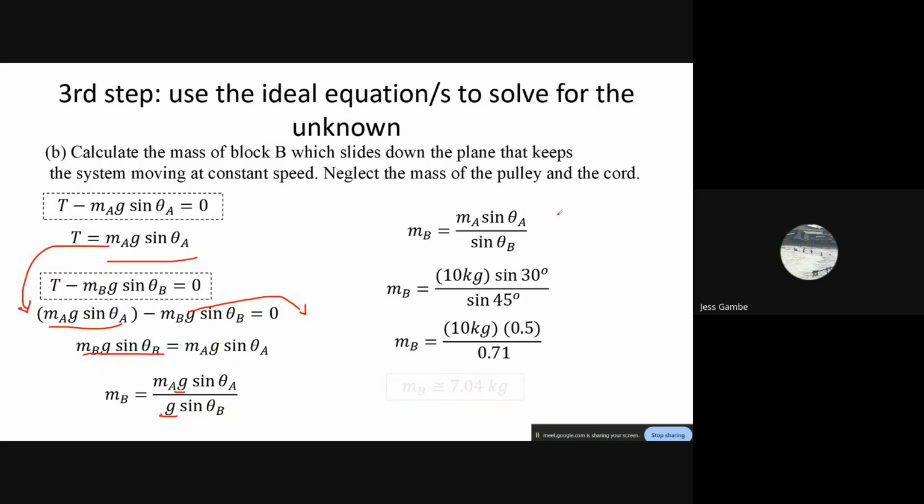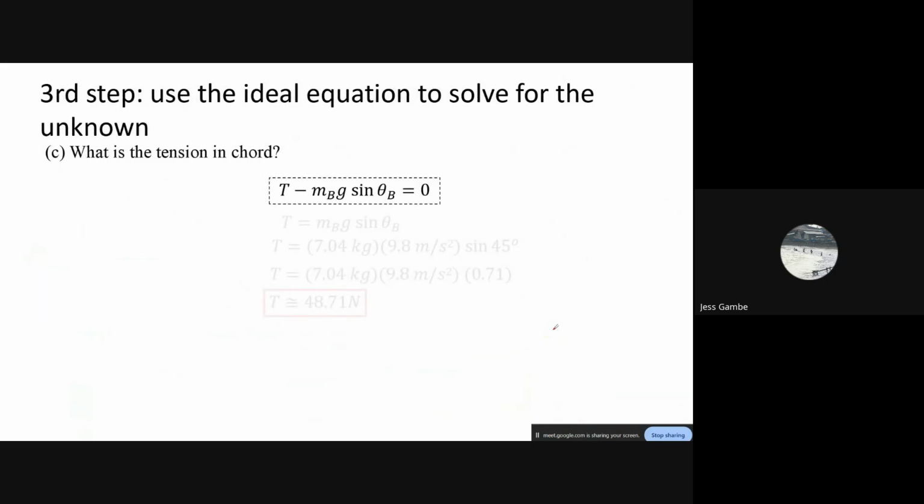Okay. So after eliminating G, you're left with 10 kilograms times sine 30, which is 0.5, divided by sine 45, which is 0.71. So 10 kilograms times 0.5 divided by 0.7. And you're left with a mass B of 7.04 kilograms. In terms of mass, it is heavier, but it's the incline that contributes.